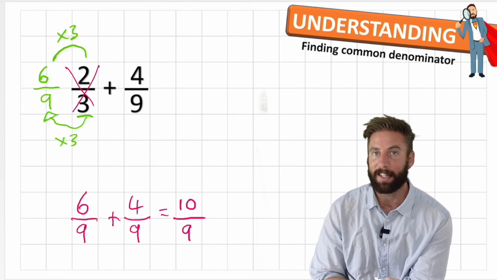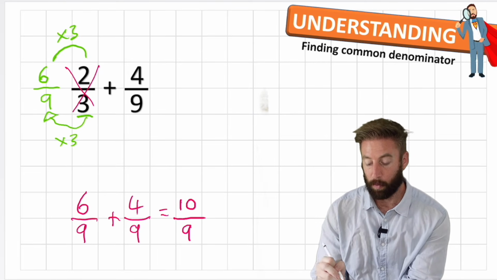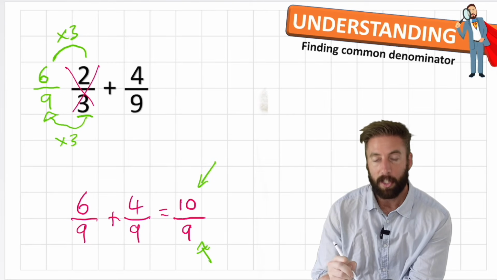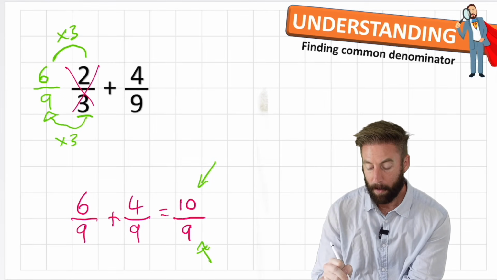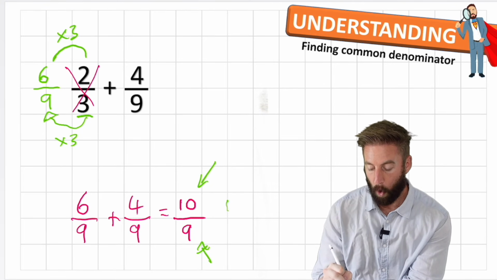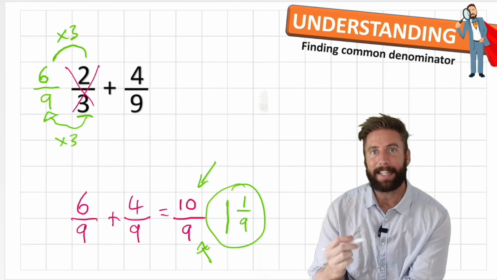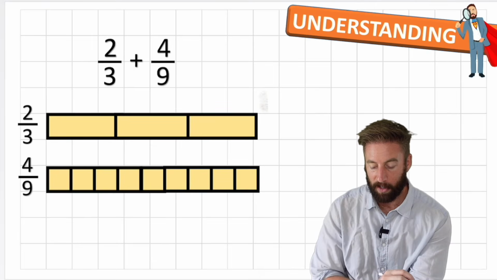So can I simplify this fraction? Well, this fraction is actually an improper fraction because we have a bigger numerator than we do denominator. So I can turn this into a mixed number by dividing my 10 by 9, and that's going to give me 1 and 1/9. Therefore, that is in its simplest form. Great, let's keep our understanding going here and look at this in a bar model.